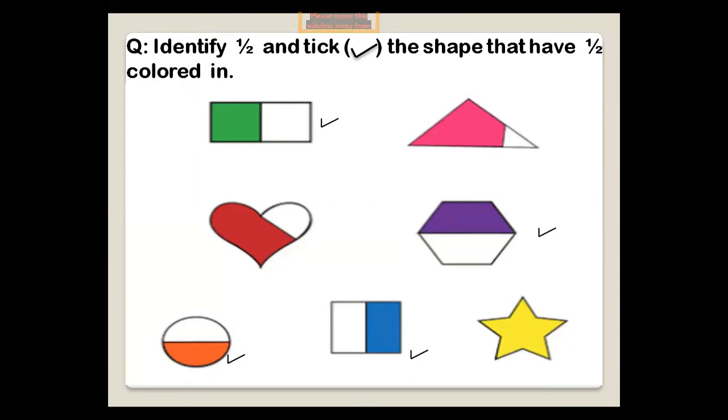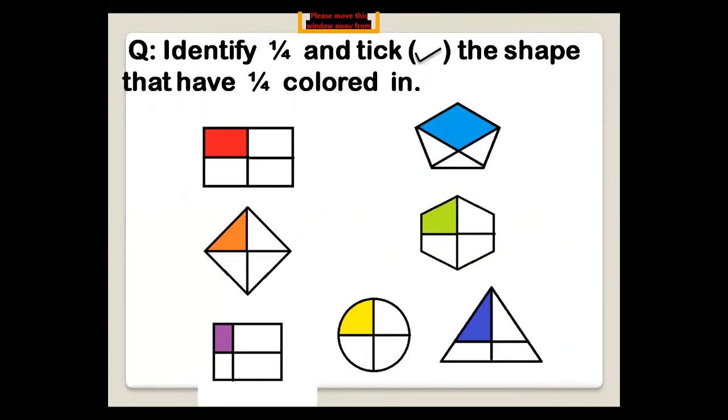All these shapes you will draw in your fair copy, and then you will color the half and put the tick on those that are divided into half. This is slide number 25. You will do it in your fair copy. And this is slide number 26. You will also do it in your fair copy.